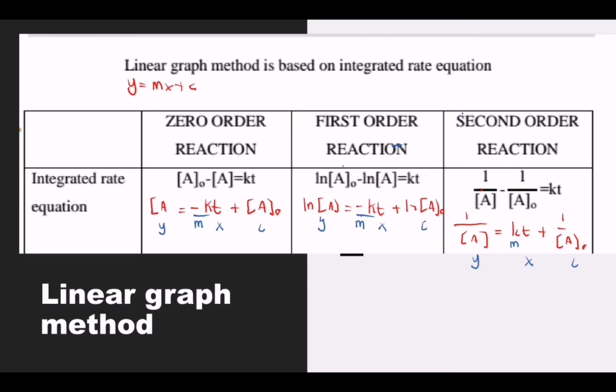So daripada sini kita dah dapat identify apa yang perlu kita plot. So kita akan dapatkan linear graph. So from the linear graph, we can find the rate constant, which is equal to the gradient of the graph. So untuk tiga-tiga ni samalah, boleh cari nilai K daripada gradient dia. So kita tengok contoh soalan.